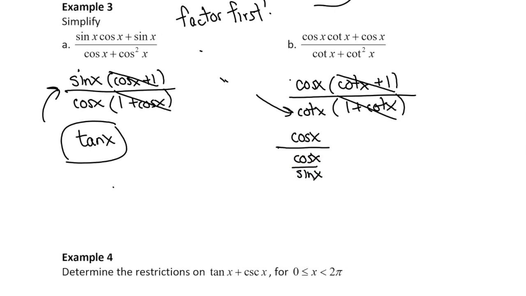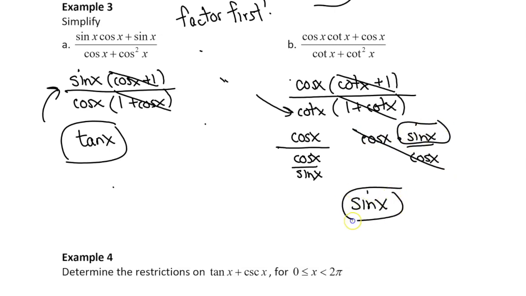And when you're dividing fractions, you know that you multiply by the reciprocal. So that would be equivalent to saying cosine x times sine x over cos x. So we took the reciprocal of our denominator. And because of that, we can reduce those cos x's now. And we'd be left with just a sine x.